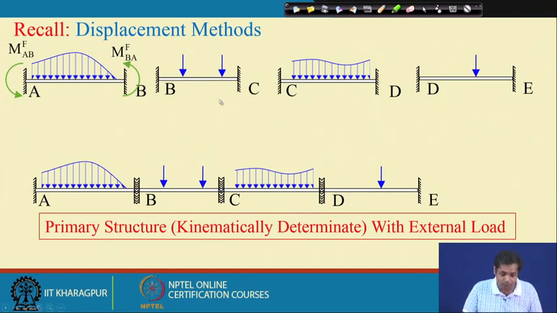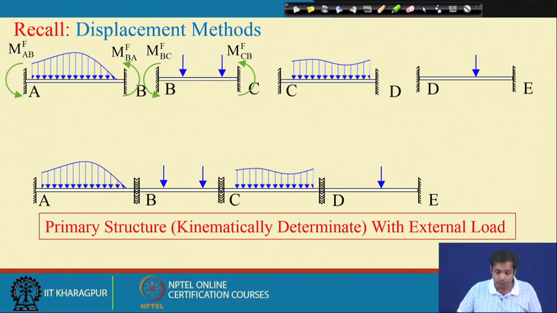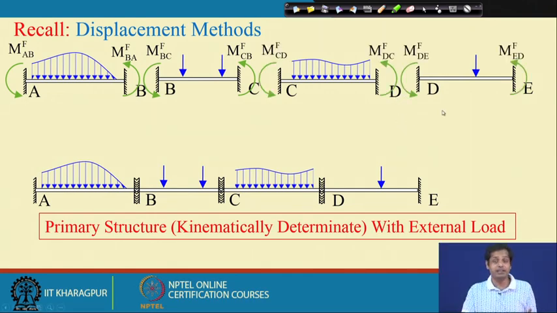So these moments are the fixed end moments. Similarly, if you calculate the moments for BC, these will be the fixed end moments. As per our sign convention, anti-clockwise rotation and anti-clockwise moment are considered positive. That is why in these fixed end moments, the anti-clockwise directions are shown as positive. Similarly, you can have moments here; these are all fixed end moments.